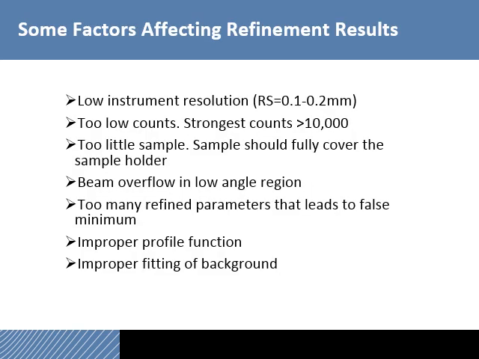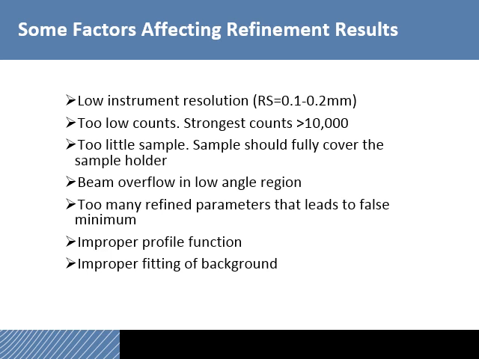Some factors that can affect refinement results. If your instrument resolution is too low, and that little thing saying RS equals 0.1 or 0.2 millimeters, that's the receiving slit. I think we talked about the effect of the receiving slit on resolution of the instrument. Having too broad a slit on the receiving side can cause your peaks to broaden. Obviously, if the resolution is poor, you might not be able to properly deconvolute peaks or separate peaks or even identify peaks. So poor instrument resolution will affect refinement results.